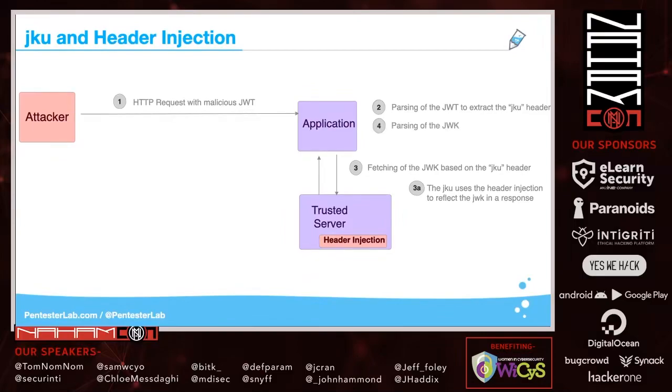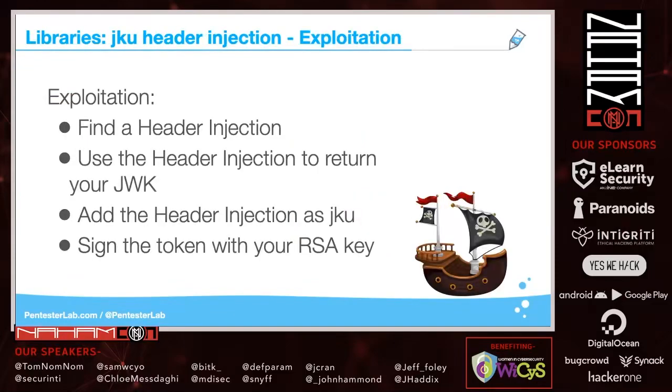And the application is going to pass the JWK, but this time it's going to pass the JWK from our header injection. It's going to verify the signature with the JWK from our header injection, and it's going to return a response back to the user. And hopefully we should have successfully bypassed the authentication for this application by crafting a malicious JWT. So the exploitation is simple. You find a header injection, you use the header injection to return the JWK, you add the header injection as the JKU, and you sign the token with the key in your header injection, and you should be in after that.